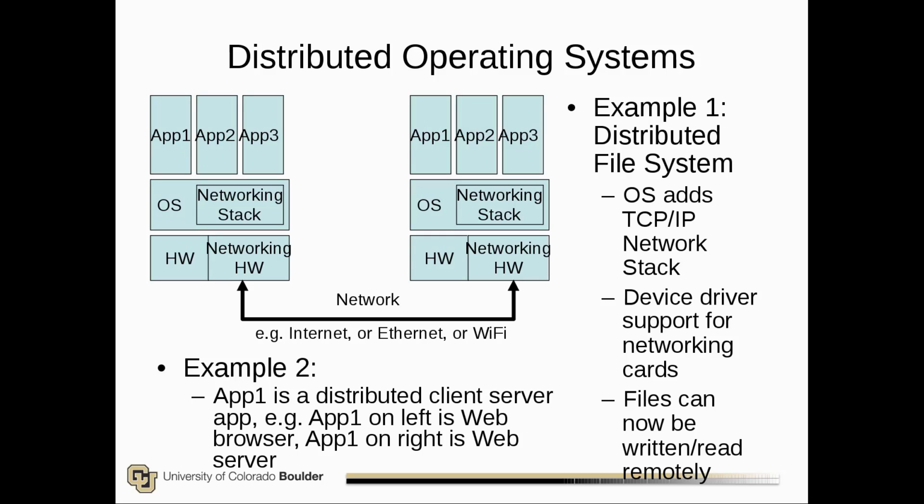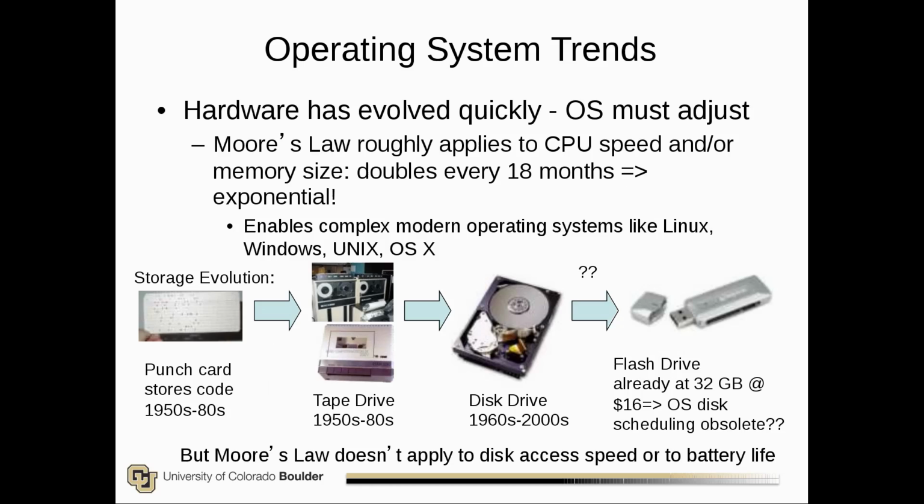So, distributed operating systems. Distributed file systems add the TCP/IP network stack to the OS. This allows remote reads and writes by applications. This is actually how web servers work. On the left we have a web client, and on the right we have a web server in our diagram here. You can see that they are basically identical, with the OS handling the network hardware on each of the systems. And again, we'll cover this a little bit more towards the end of the semester.